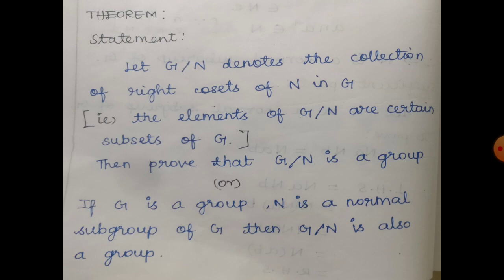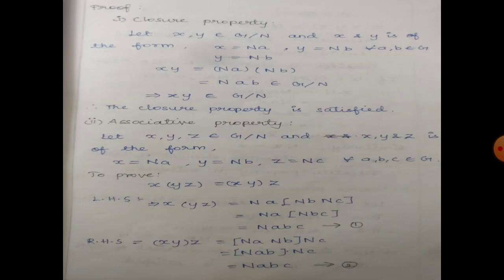By the definition itself, we know that G is a group and N is a normal subgroup means G by N is also a group. This is the definition of quotient group. We have to show that G by N is also a group. That is, it should satisfy 4 properties: closure property, associative property, identity property and inverse property. G by N is the collection of right cosets of N in G. So right cosets means we have to define Na, Nb. We take 2 elements from G by N, like Na and Nb. So we have to come to the proof.